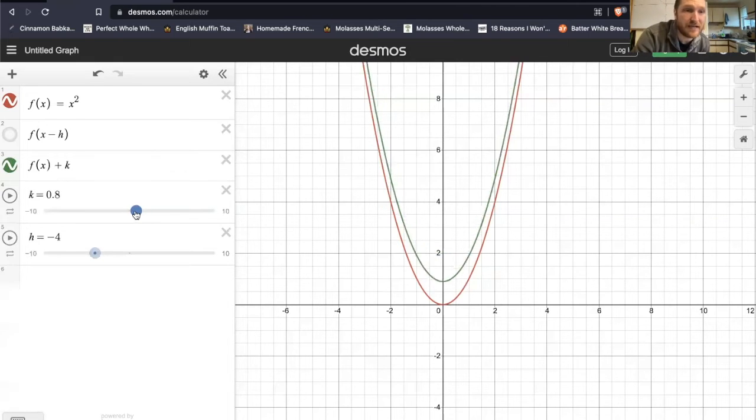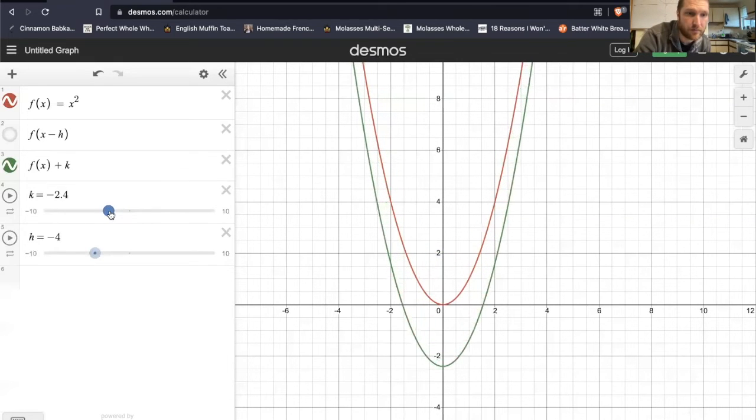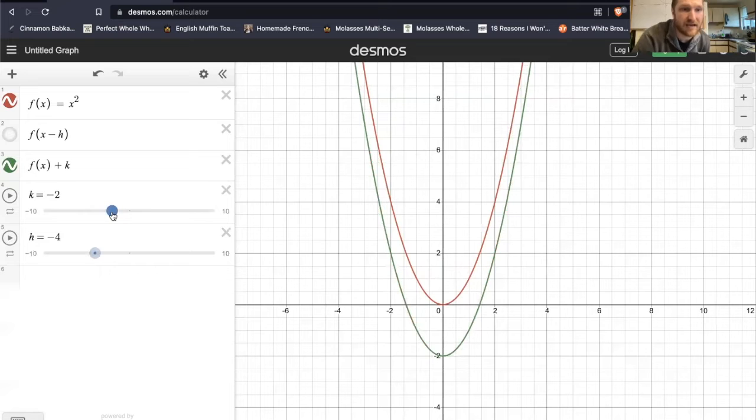If we go down to -2, what this is plotting is f of x minus 2. And so it takes all of the output values of the red function and just drops every single point down 2 units. There we go.